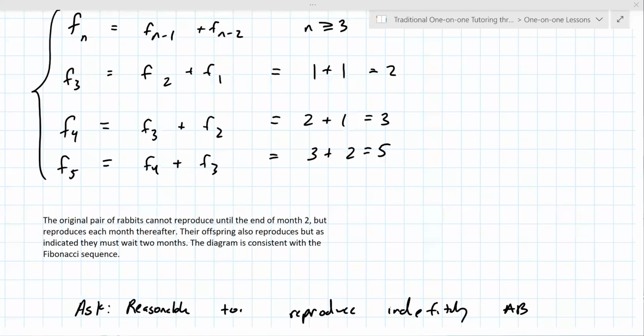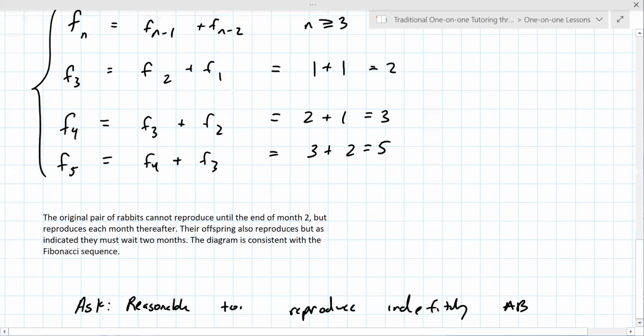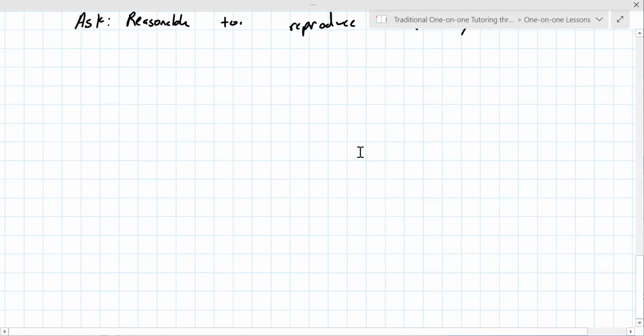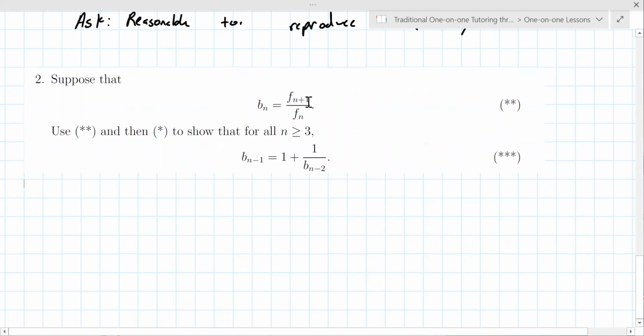Okay, so the next part is to show something. Suppose that Bn equals F of n plus 1 over Fn. So that's the terms. And then it says to show that Bn minus 1 equals 1 plus Bn minus 2.